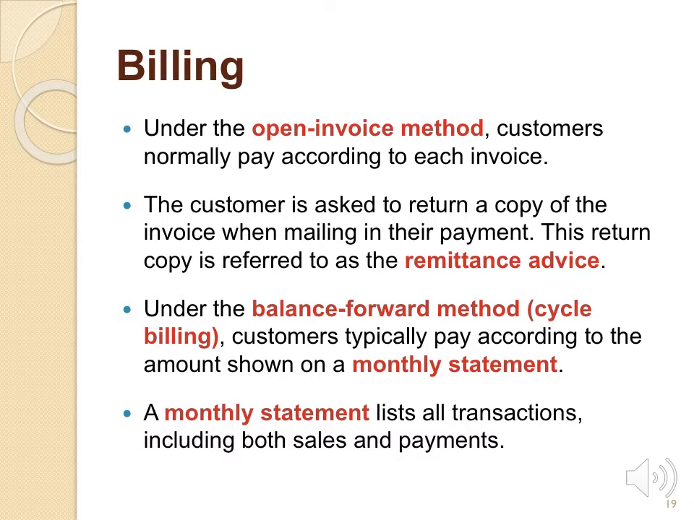The balance forward method is like a credit card, in that every time you buy something, it adds to your statement. So at the end of the month, you get a monthly statement. You bought 50 things, and you spent $5,000. That's the amount that'll be on that statement.